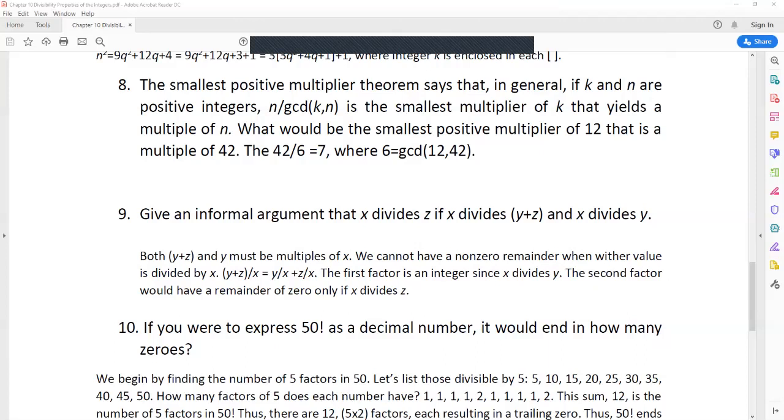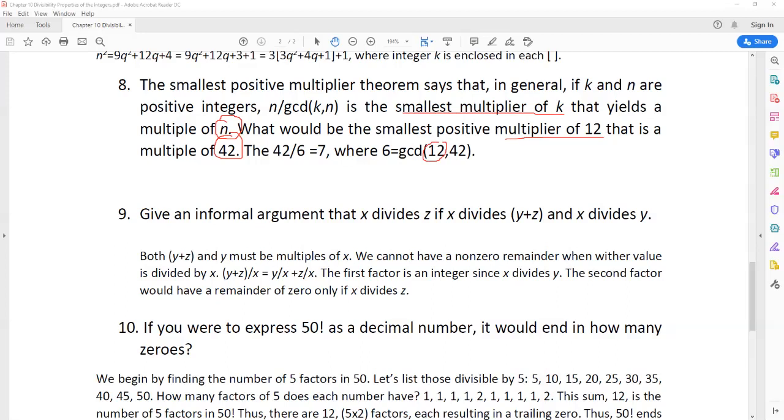Well, if we just employ the formula outright, in this case, n is equal to 42, because we're looking for something that would yield a multiple of n, in this case, a multiple of 42. And it has to be a positive multiplier of 12. So 12 is going to be our k, because in the definition, we're looking for the smallest multiplier of k, so multiplier of 12.